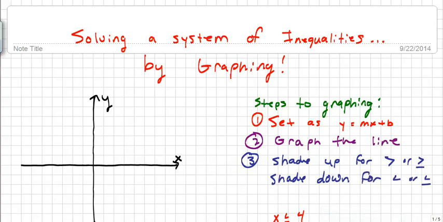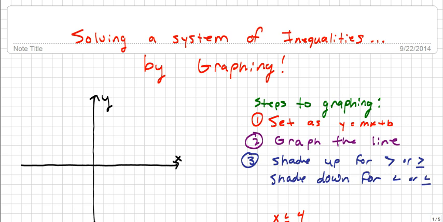Solving a system of inequalities, in this case by graphing, because that's really the only way you can solve it, is just like solving a system of equations by graphing. The only difference is you have to shade and you look at where the regions that you've shaded intersect. So instead of looking specifically at where the lines intersect, like equations, we're going to look specifically at where the regions that are shaded intersect.